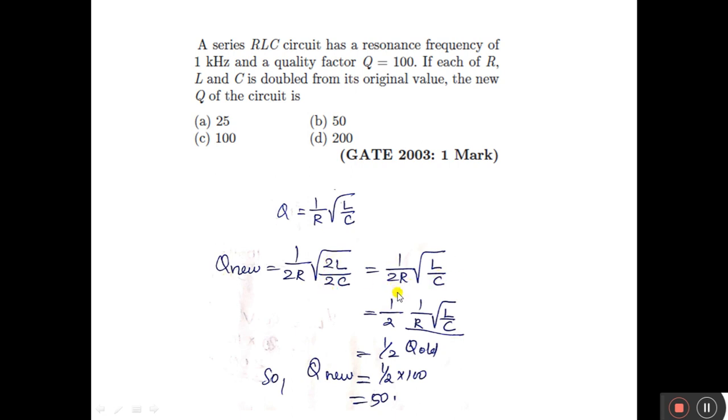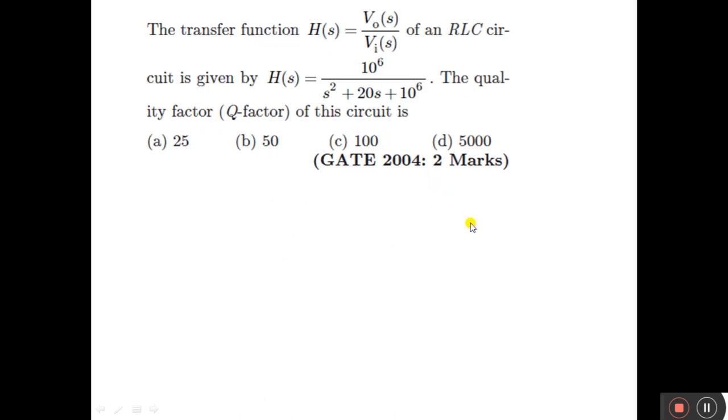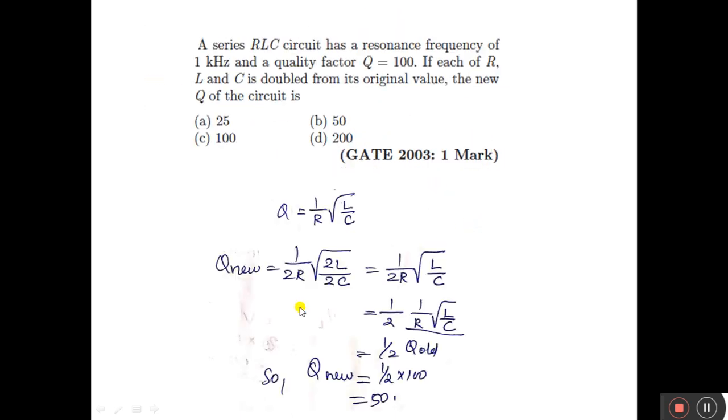Now with both 2 cancelled, you will get L by C. Here 1 by 2R. If I separate 1 by 2 into 1 by R square root of L by C, this is same as your previous Q formula, old Q formula. So 1 by 2 into Q old. Q value given, that is Q equal to 100. So if you multiply 1 by 2 into 100, you will get directly 50. So the new Q factor of the circuit is 50. Option B is correct one.